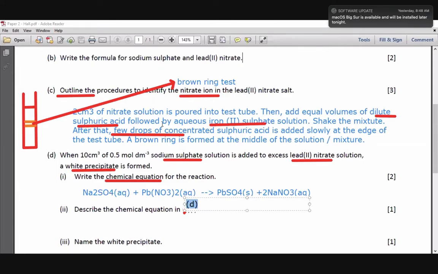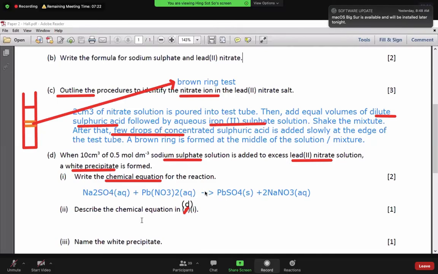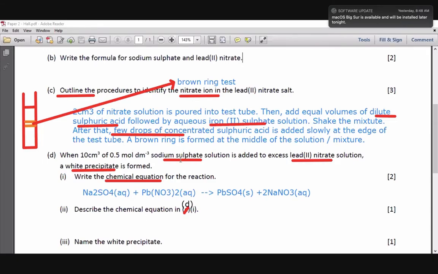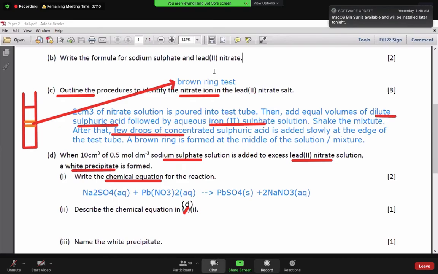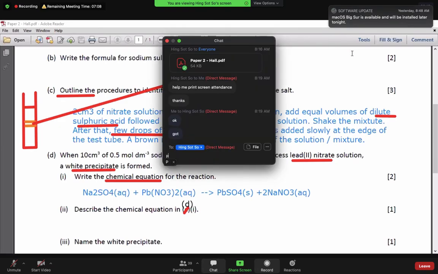What is that? Okay, describe the chemical equation. Don't think of too complicated an answer. 1 mark only. Anyone give me the answer? Give me your answer in the chat box, please.